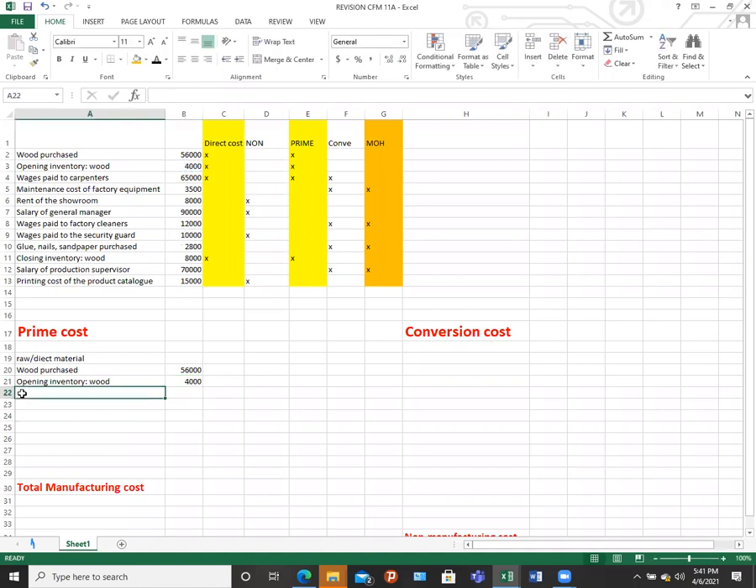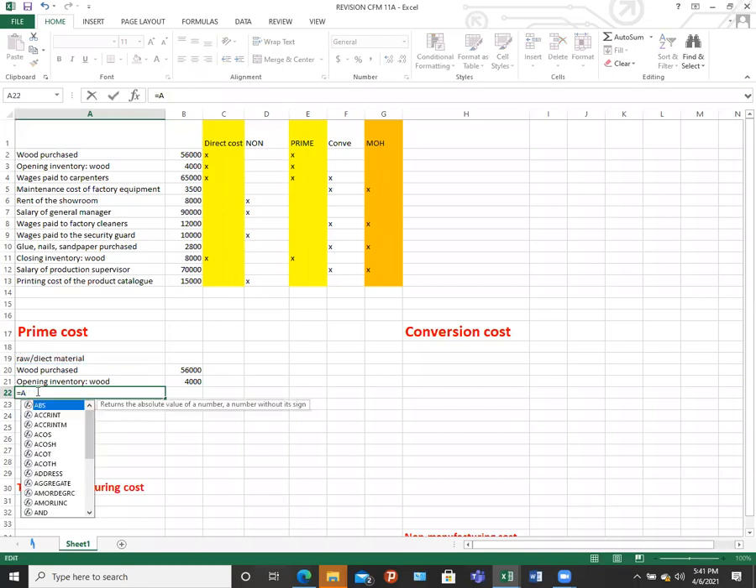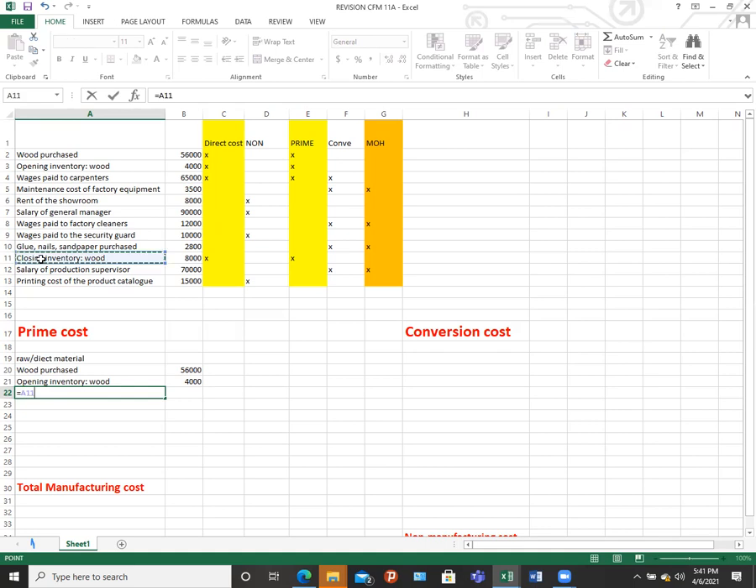And then what is left, guys? Wages paid to carpenters. No, now we are calculating the direct raw material. Closing inventory wood. Here, your closing is going to be in brackets, which represents a minus. Why is it a minus, guys?